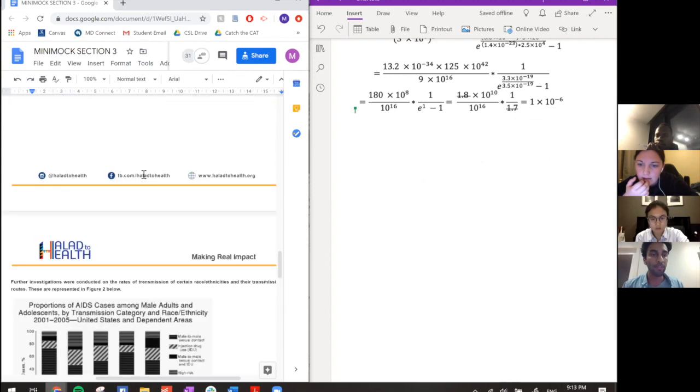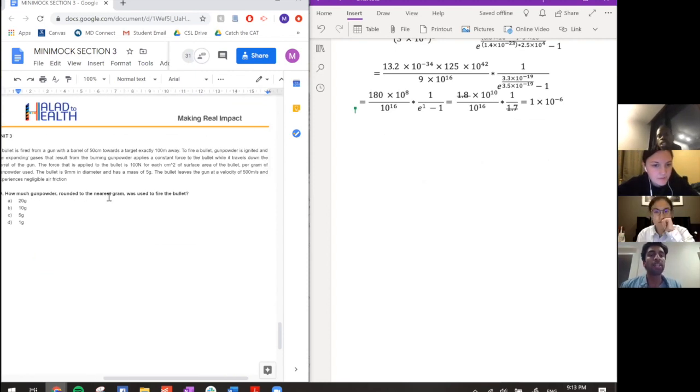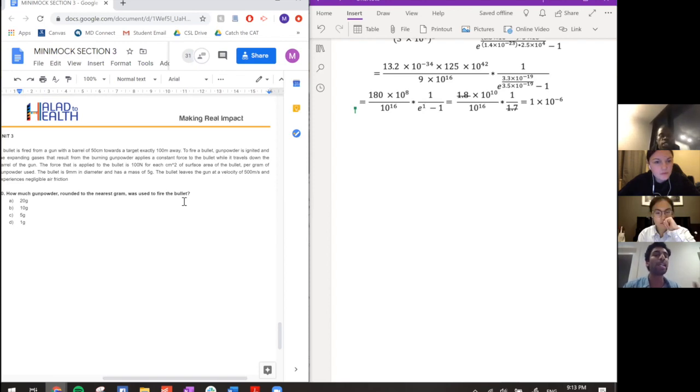But for question 10, if we were to just break it down quickly, we notice that it's asking for how much gunpowder, rounded to the nearest gram, we would use to fire the bullet. So this is again a case of having to take a methodical approach to answering this question and figuring out what information I have available to me, and then what I need to do in order to reach the final answer.